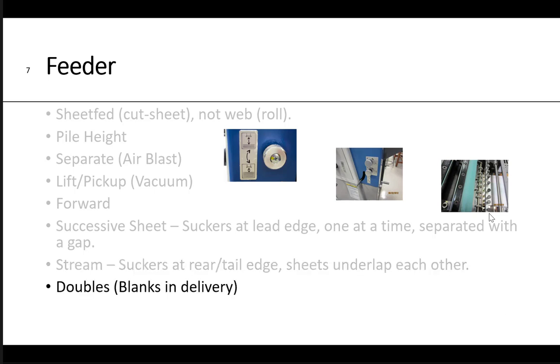Now, a concern you should have at the feeder is that you don't pick up two sheets simultaneously. We call that a double. And if you pick up a double, you'll find blanks in your delivery. So you want to try to prevent that.